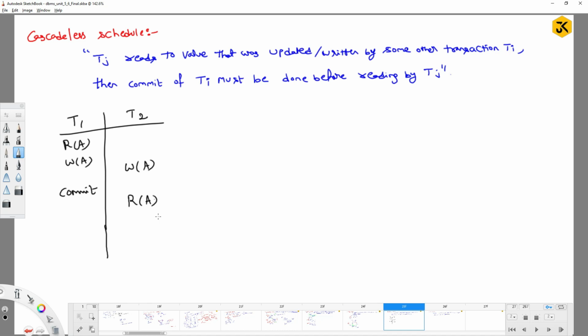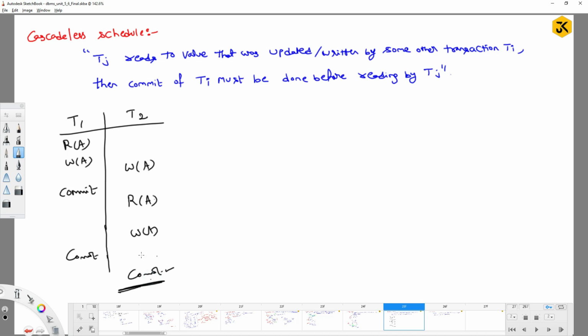Whereas coming to cascadeless schedule, we are not going to roll back all other dependent transactions, because if you are able to clearly observe, if I take once again a complete write of A, again some kind of commit, again commit, does it come under recoverable schedule? Is it a recoverable schedule or not? Yes, it is a recoverable schedule, because the dependent operations are going to be committed before the commit operation of T2. So I can call it definitely a recoverable schedule.